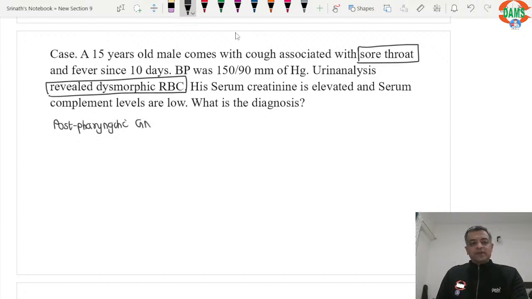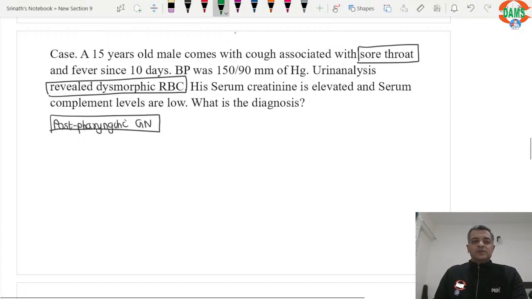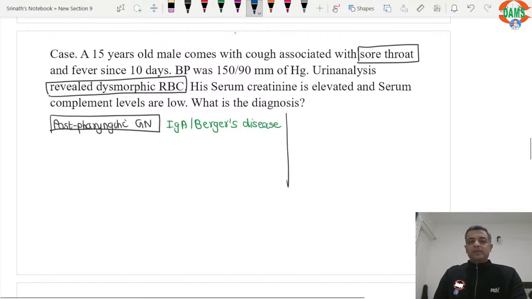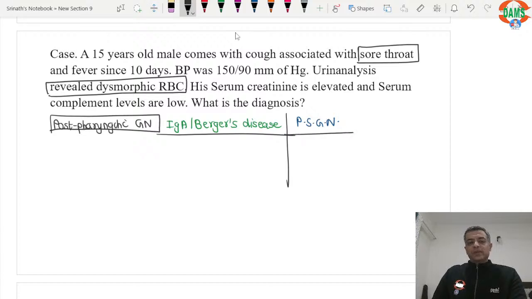Patient is a case of post-pharyngitic GN. In post-pharyngitic GN, the answer could be IgA or Berger's disease, or it could be a case of PSGN. But how will you differentiate between the two?